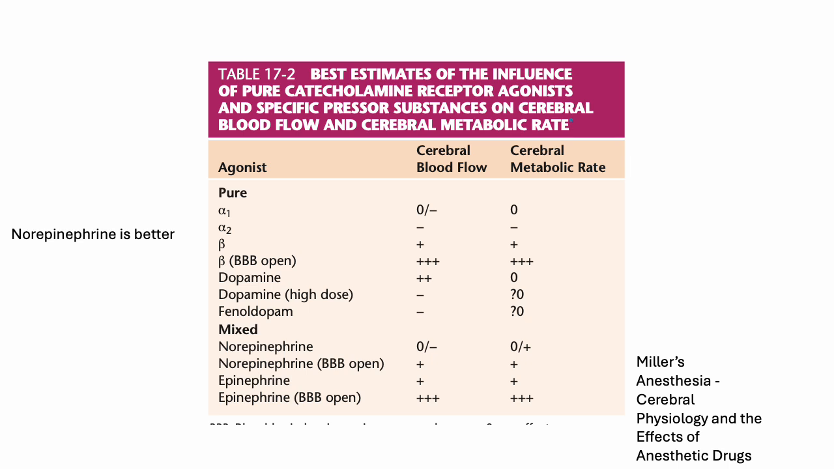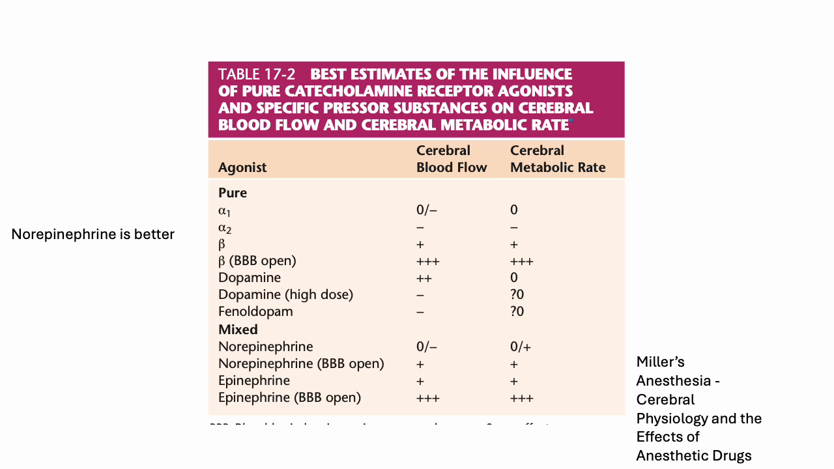So alpha 1 doesn't change much. Great, right? That's what we want. It's neutral. We are only manipulating the blood pressure without changing the cerebral hemodynamics too much. Alpha 2 actually decreases. Alpha 2 is dexmedetomidine. Understandable. Beta, dobutamine, or mid-dose or low-dose dopamine actually increase blood flow.